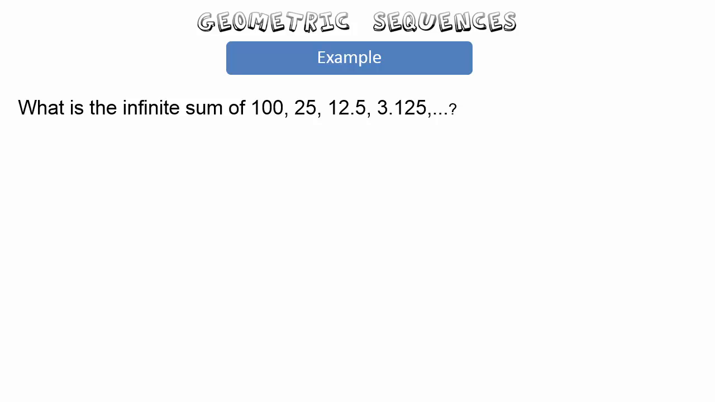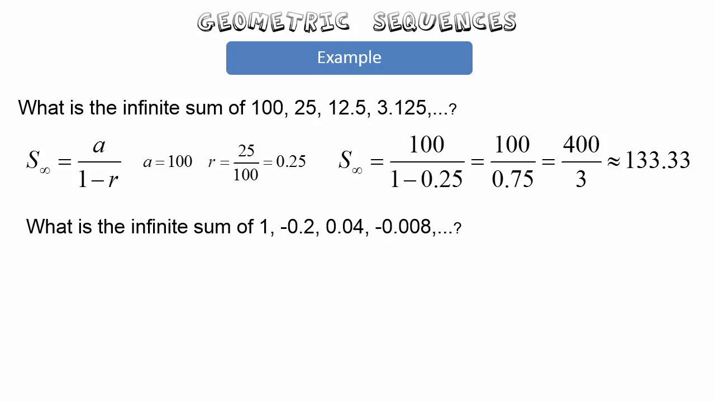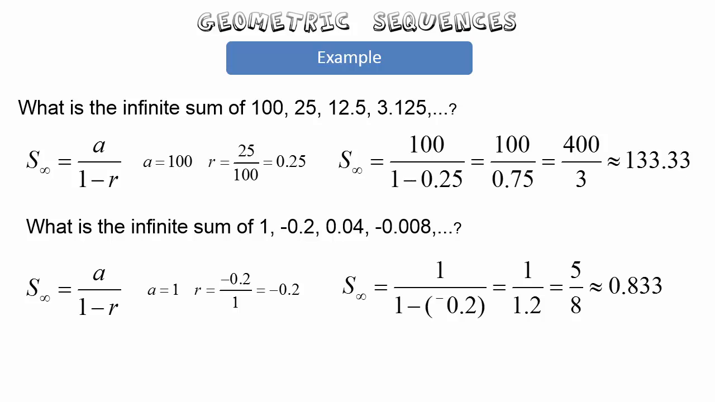We'll work out the infinite sum of this sequence: 100, 25, 12.5, and so on. The first term is 100. The common ratio is 0.25. If we substitute those values into our infinite sum formula, we have a final answer of about 133.33. What about this one? The first term is 1. The common ratio is -0.2. Substitute and we obtain a value of about 0.833 for the infinite sum.